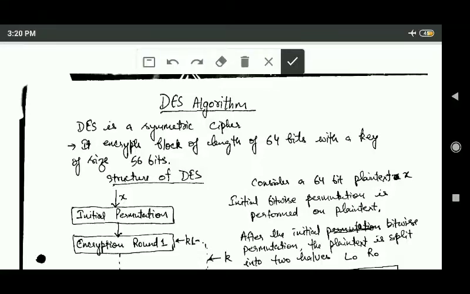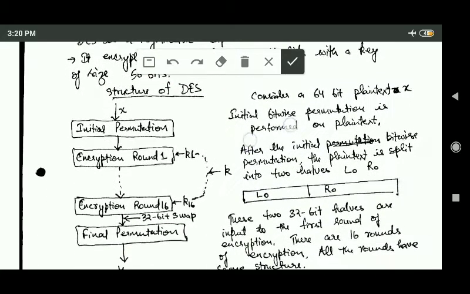Hello friends, welcome back. In this tutorial, we will study the DES algorithm. The full form of DES is Data Encryption Standard. DES is a symmetric cipher and it encrypts blocks of length 64 bits with a key of size 56 bits. Now let us see the structure of DES.